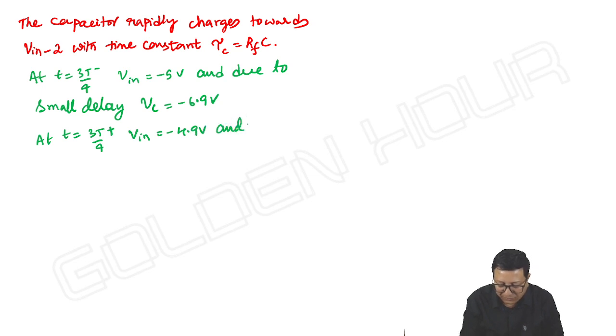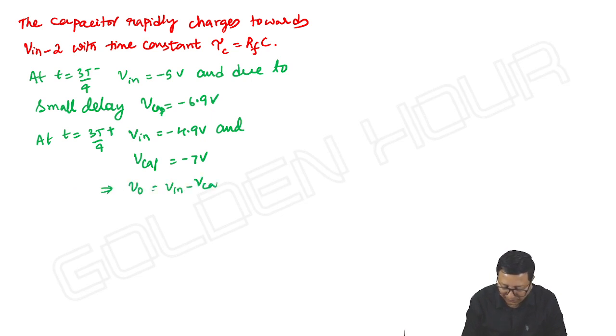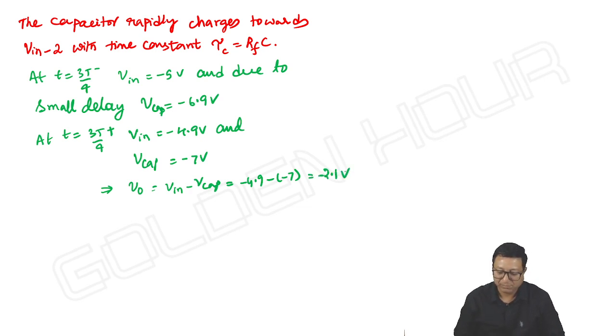And V capacitor, by the time the capacitor reaches its minimum possible value, is minus 7 volts. Then V output is equal to V input minus V capacitor. It is equal to minus 4.9 minus of minus 7. It is equal to minus 2.1 volt.